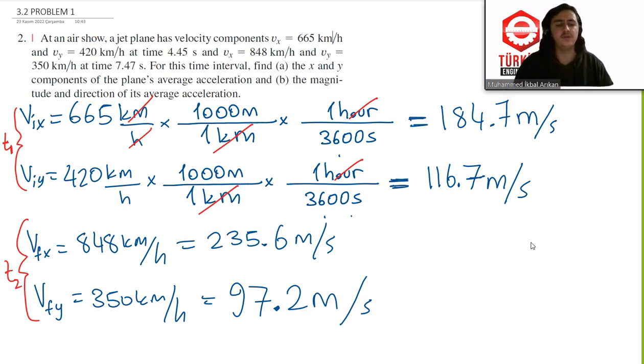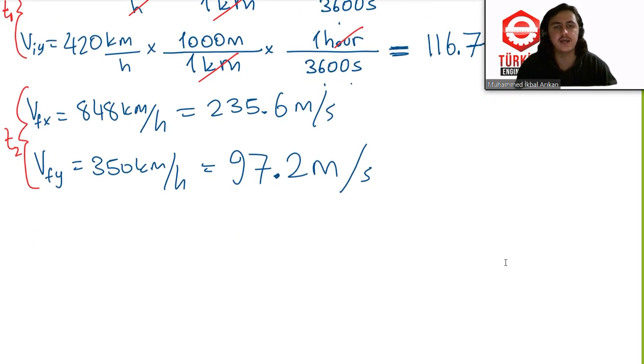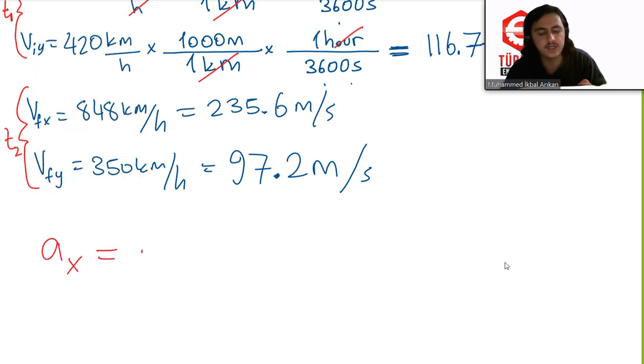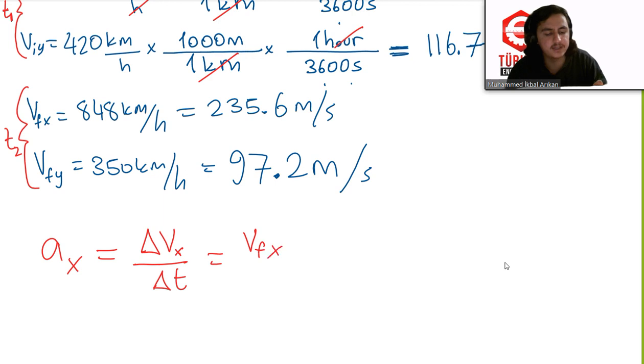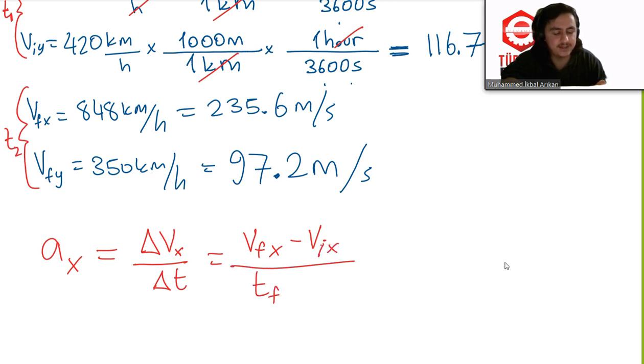For this time interval, find in the first part the x and y components of the plane's average acceleration. So it's asking about ax, the average acceleration. The average acceleration can be calculated by delta v in the x-axis divided by delta time. That means v final x minus v initial x, divided by time final minus time initial. So what is v final in x?